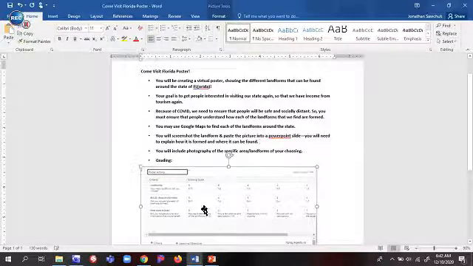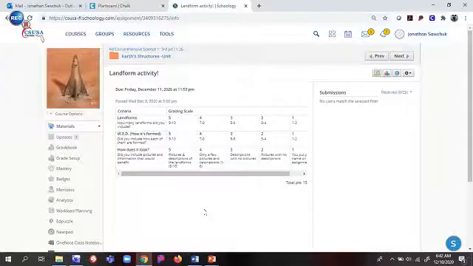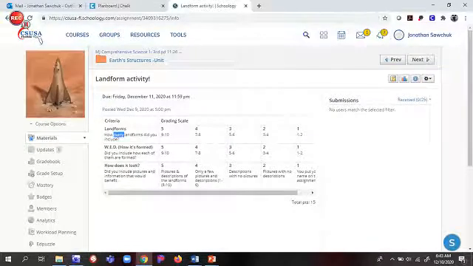Now, if you look down here at the bottom of this, it's kind of hard to read, so let's switch back over to our Schoology page that has it under Landform Activity. Here, we've got landforms is the criteria for grading. This is how you're going to get an A. How many landforms did you include? Did you put 9 to 10? That's 5 points. 7 to 8, that's 4 points. 5 to 6, that's 3 points. 3 to 4, that's 2 points. 1 to 2, that's 1 point.